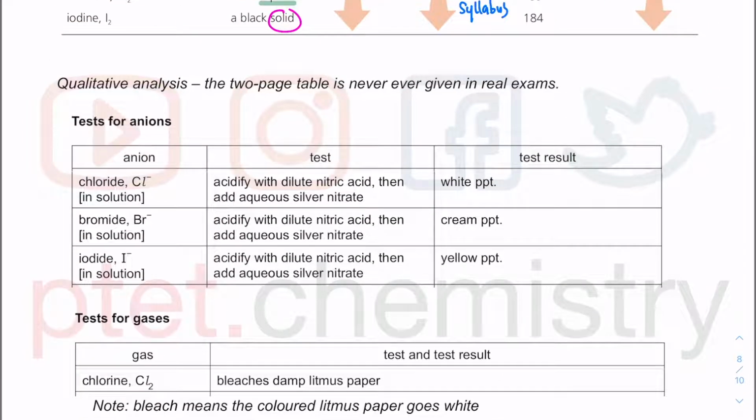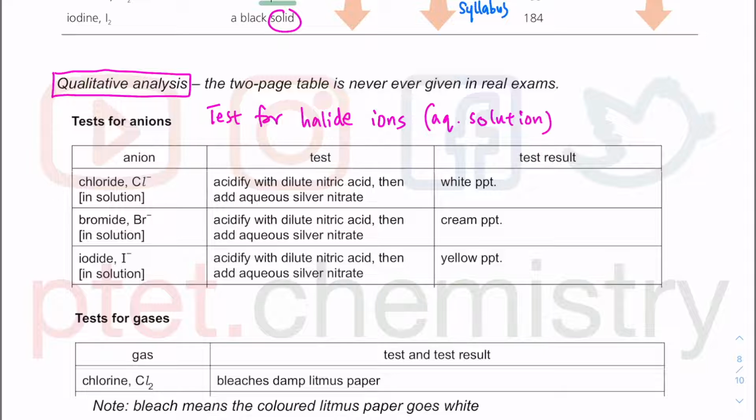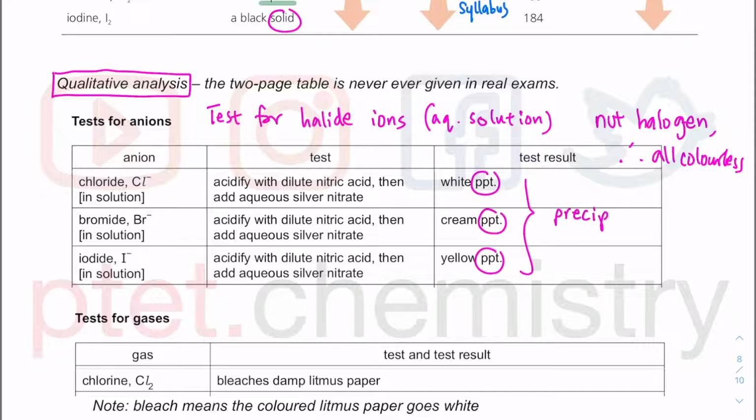This is the test for anions that I will show you again in the next topic called qualitative analysis. So this is your test for your halide ions. The halide ions are all in aqueous solution, so that means they are colorless solutions because all of these are not the halogen. So they are all colorless. The halogens are colored. So is the precipitate here. The PPT here refers to precipitate. You actually have learned it in precipitation reactions as part of the acids, bases, and salts topic, to prepare something which is insoluble.